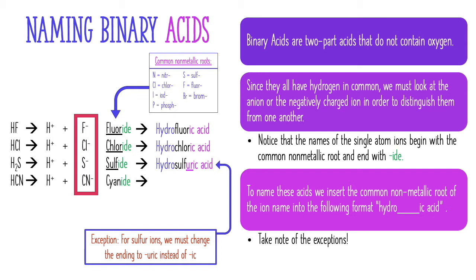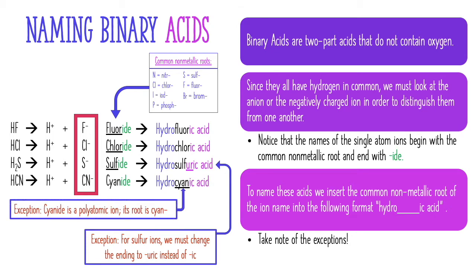All right. And then for this last one, remember we said that this was a polyatomic ion rather than a monatomic ion. So we have to use cyan as our root, not necessarily coming from this nonmetallic roots list. And that would just be hydrocyanic acid. So the only difference here, well, there's really no difference. We're just using the root just like we did before. All right. So we'll do some practice with these here at the very end of this presentation.